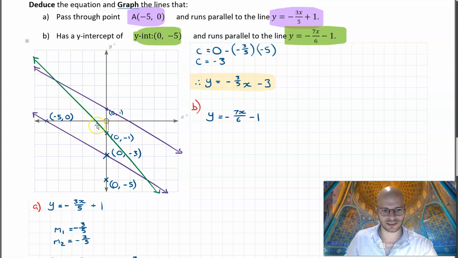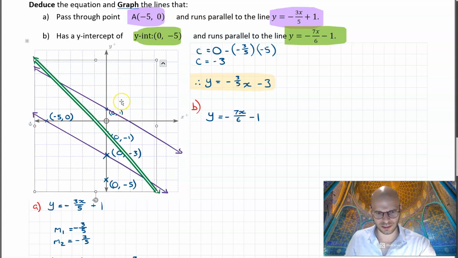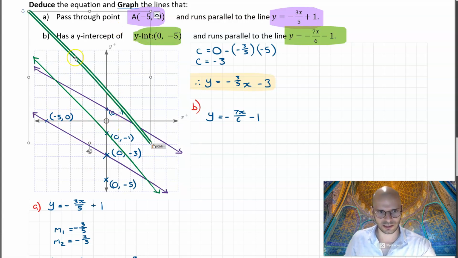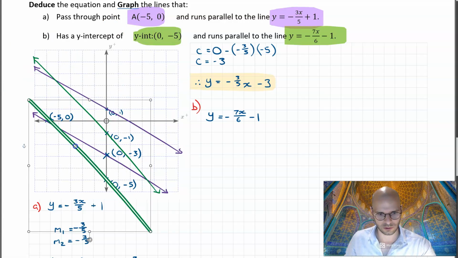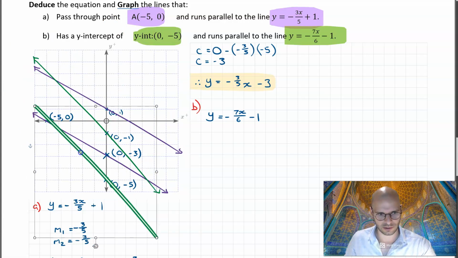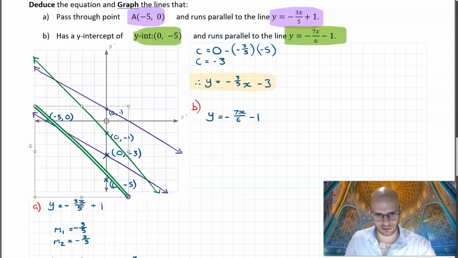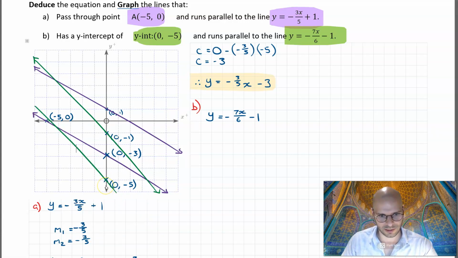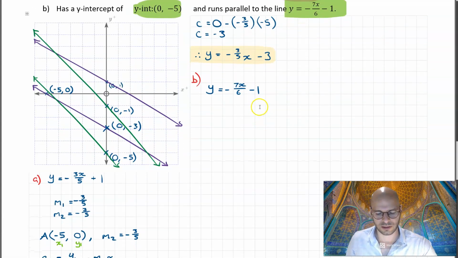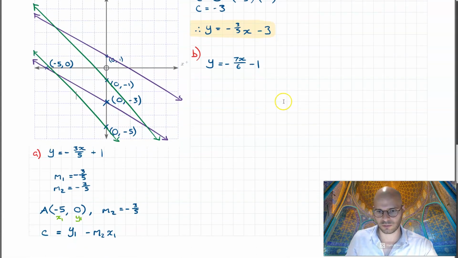Now what we're expecting to see for the unknown line is something that looks a little bit like that. It's not exact because I'm only sketching here, but it gives us a bit of an idea of what we're looking for. Alright, so let's deduce the equation for this line shown here using the exact same process we've been doing for the last 40 odd minutes.